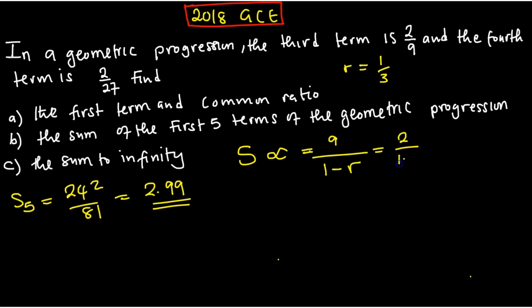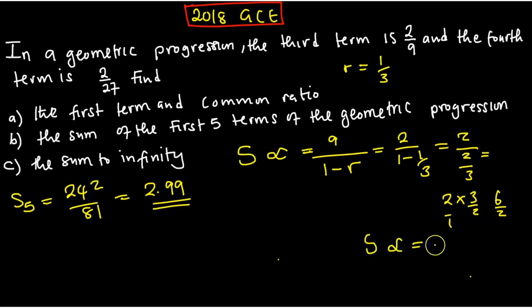Then divide by 1 minus 1 over 3. You know that on top it will be 2, divided by 2 over 3 down here. You reciprocate this one. It's going to be 2 multiplied by 3 over 2, which is the same as 6 over 2. So the sum to infinity is equal to 3. That is the answer. That is how you answer it. So that is all about this question. We continue solving some more questions going forward.